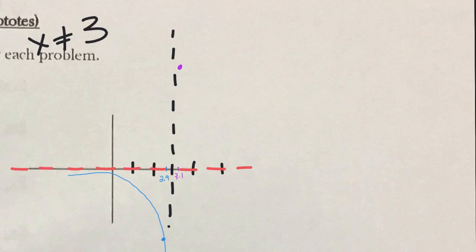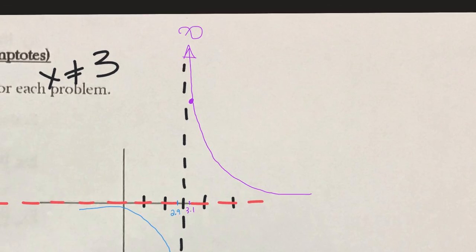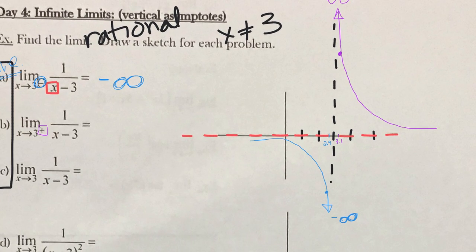So if I were to approach positive 3 from the right, what do my y values do? They go up. So the limit on the right side goes up to positive infinity. The fact that it's 10 is nice, but the better part is that it's a positive value. So on the right side of my asymptote, the graph goes up to infinity. On the left side of my asymptote, the graph goes down to negative infinity.